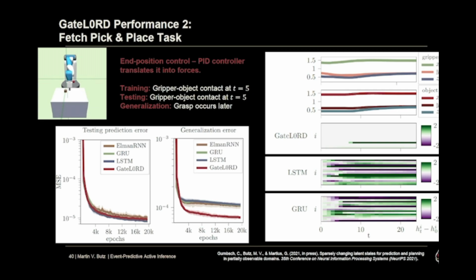There we don't see any differences between the different architectures. But if the grasp occurs later, so this confound is waived in the generalization test, then the other networks are much less robust in handling the predictions compared to our architecture, which shields these latent states and makes sure that latent states really foster explainability and causality in the environment.